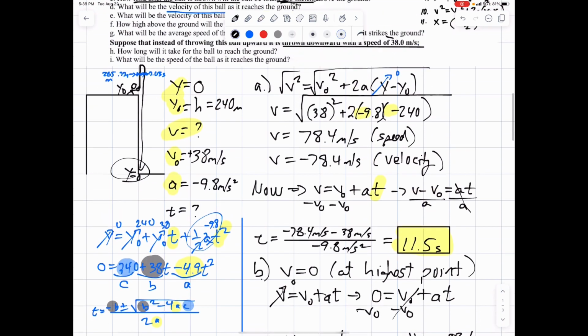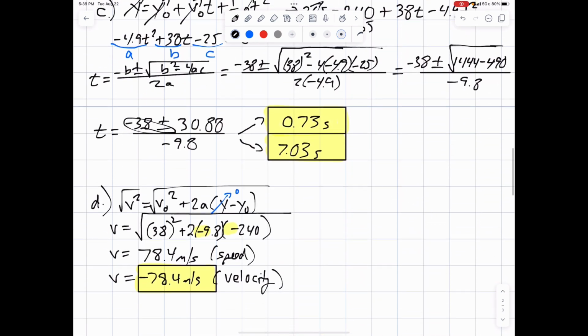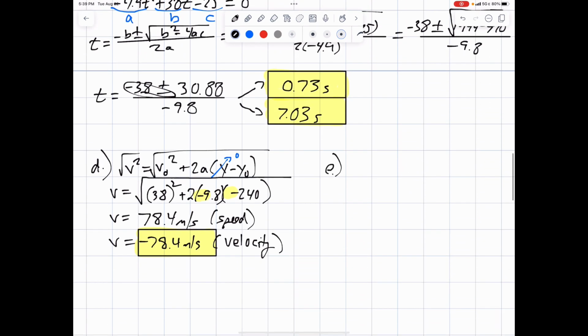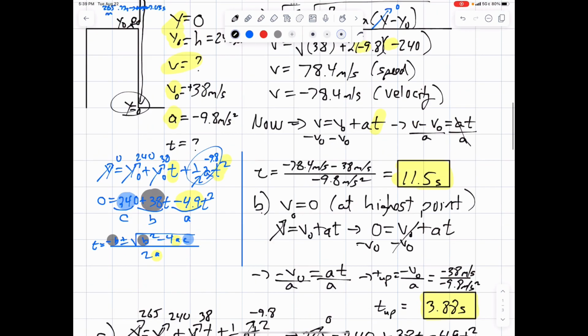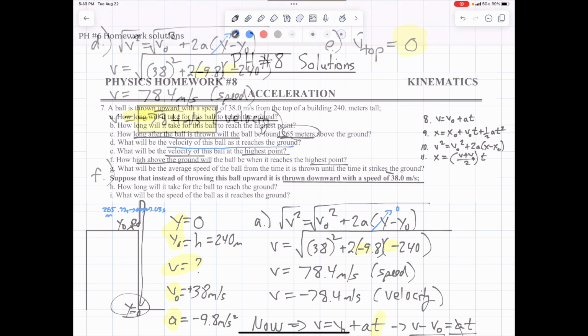Okay, now part E is asking for the velocity of the ball at its highest point. Well, we already said that too. The velocity at the top, that's conceptual. That's 0. All right, we already know that. Part F, how high above the ground will the ball be at its highest point? So let's find max height.